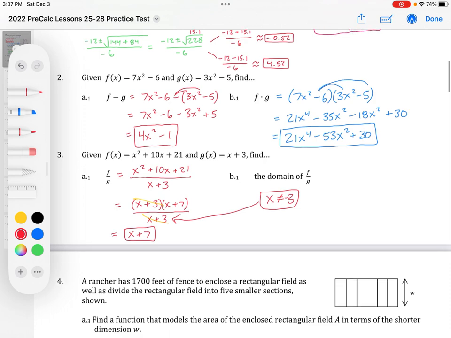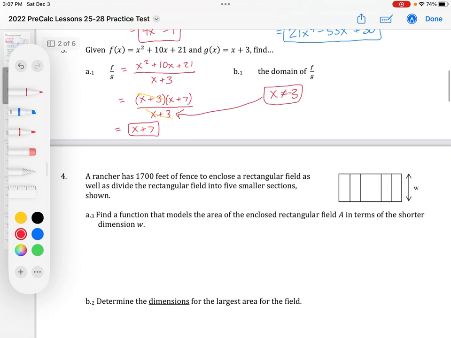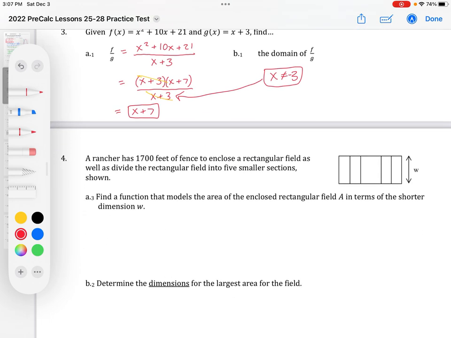All right. So moving on, we are going to look at a rancher has 1,700 feet of fence to enclose a rectangular field, as well as divide the rectangular field into 5 smaller sections shown. So part A of this problem wants us to find a function that models the area of the enclosed rectangular field A in terms of the shorter dimension W.